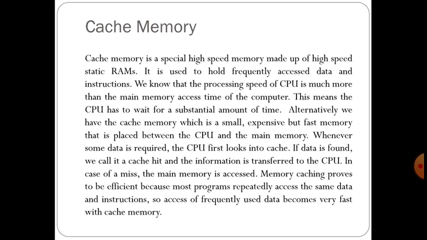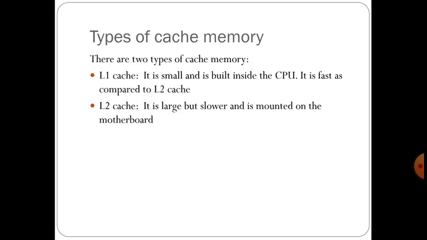Now the types of the cache memory, there are two types of cache memory, L1 and L2. L1 cache memory is small and is built inside the CPU. It is fast as compared to the L2 cache, and L2 cache memory is larger than L1 but slower, and it is mounted on the motherboard. So this is it for cache memory and ROM.